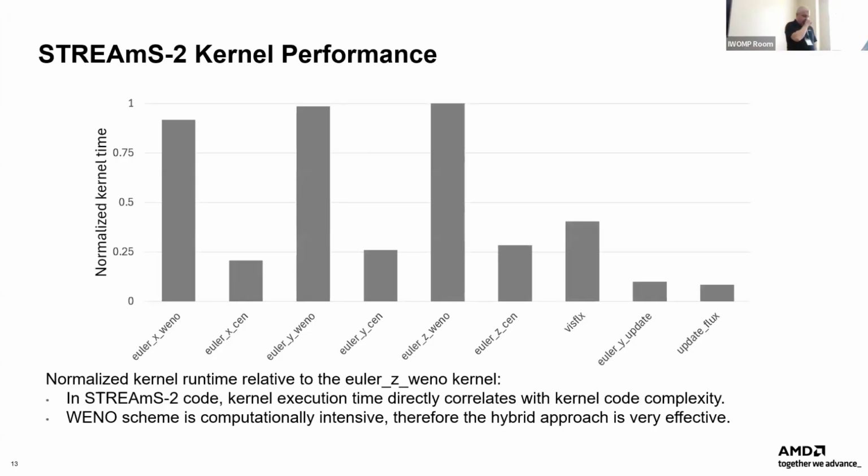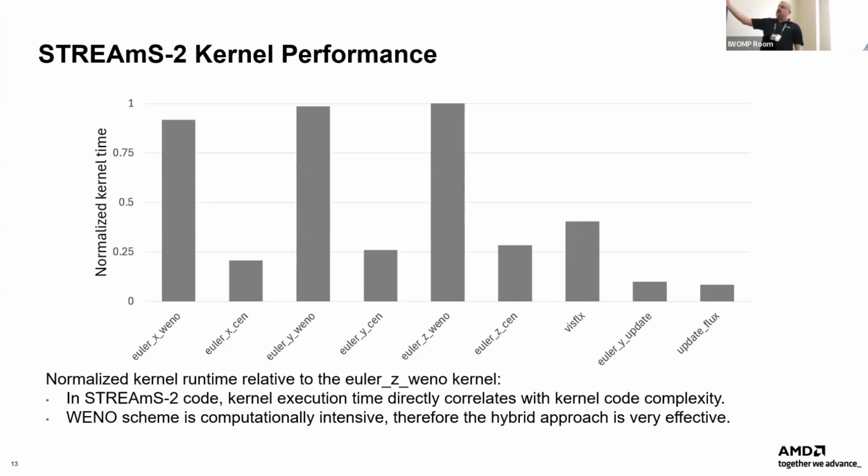Okay, and then the first thing you will notice is that there's a bunch of kernels in the code that do different parts of the computation. And what we found is that the kernel execution time directly correlates with kernel code complexity. That is kind of an obvious thing, almost like a knowledge bomb. If you have a really large kernel, it takes a lot of time, and that's reflected in the runtime.